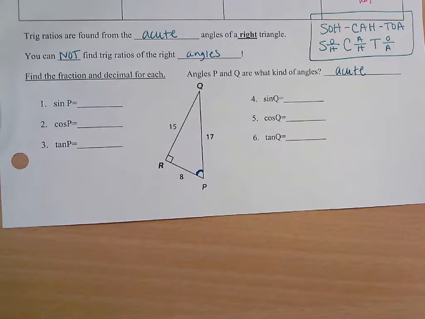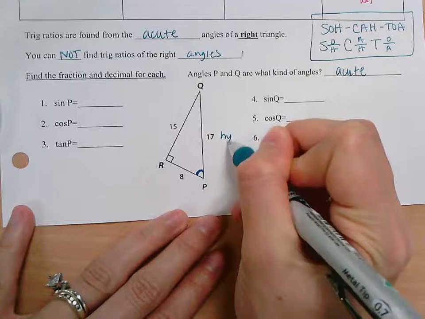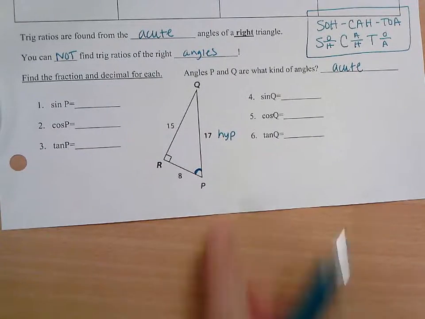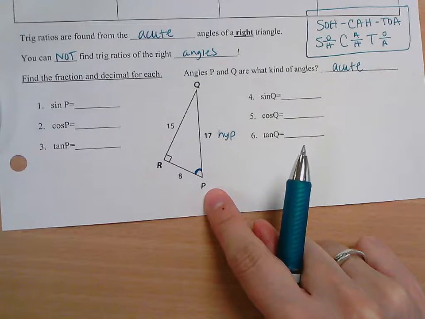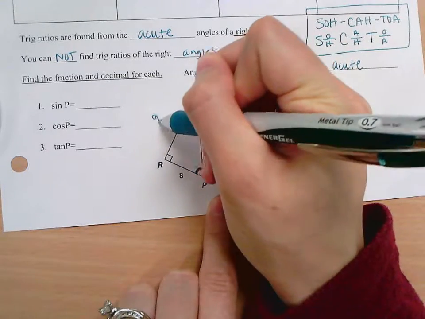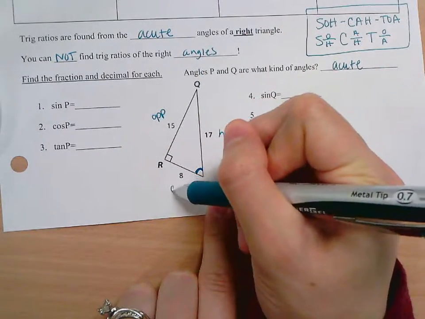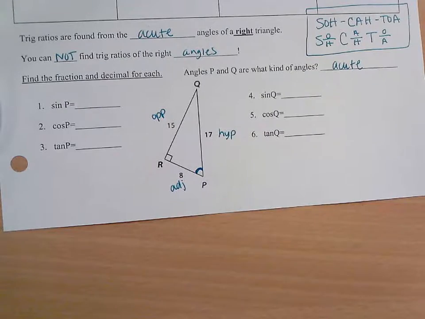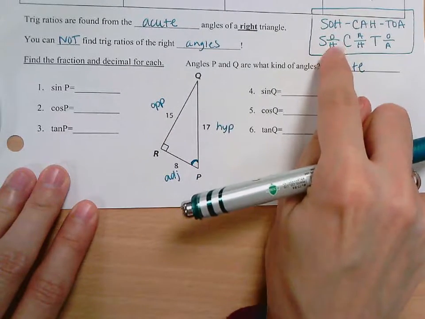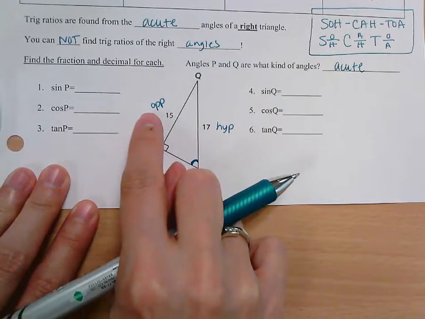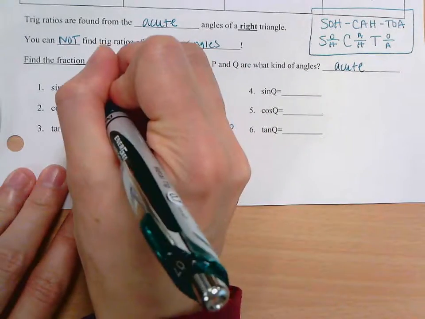What side of my triangle is the hypotenuse? 17. And then for angle P, which side is the opposite side? 15 is the opposite. 8 is the adjacent. Okay, so I'm going to look at SOHCAHTOA. Sine of P is going to be opposite over hypotenuse. So that is 15 over 17.